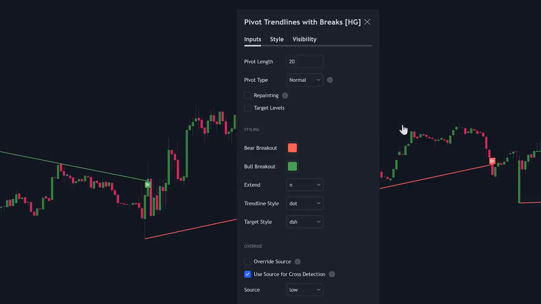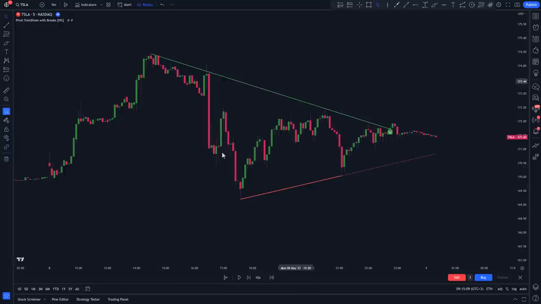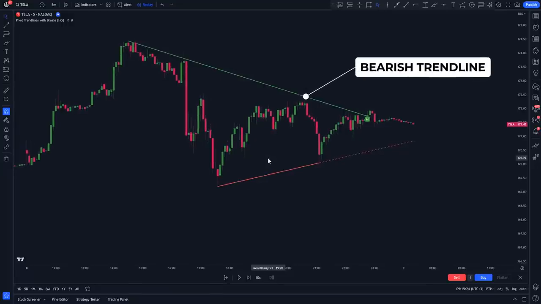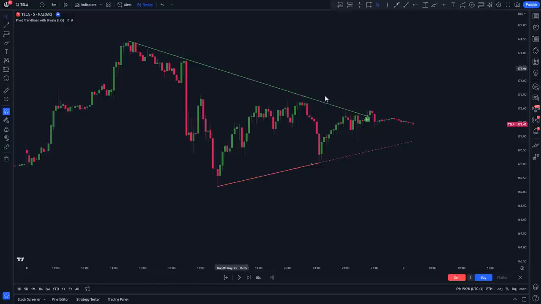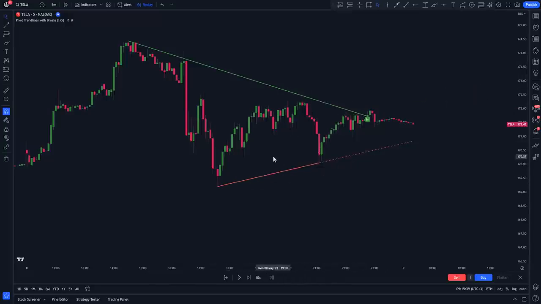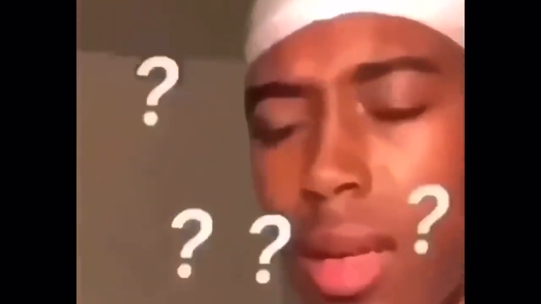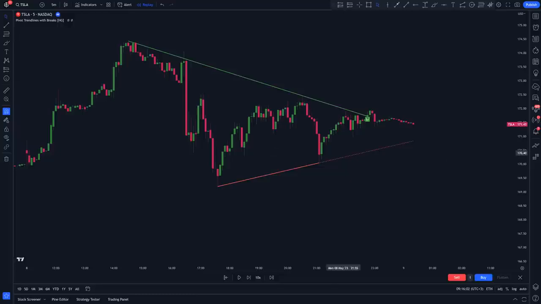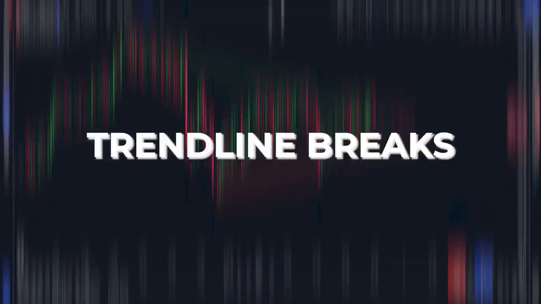Now, what is this indicator made of? Well, looking at this, we can see that it does consist of several different trend lines drawn on the chart. A green line like this one indicates a bearish trend line, and a red line like this one indicates a bullish trend line. Now, you may be thinking, but why would a bearish trend line be green instead of red? I mean, it's bearish, and red is usually associated with bearish or selling. Well, the reason for this color coding is because of the next feature of this indicator, which is trendline breaks.